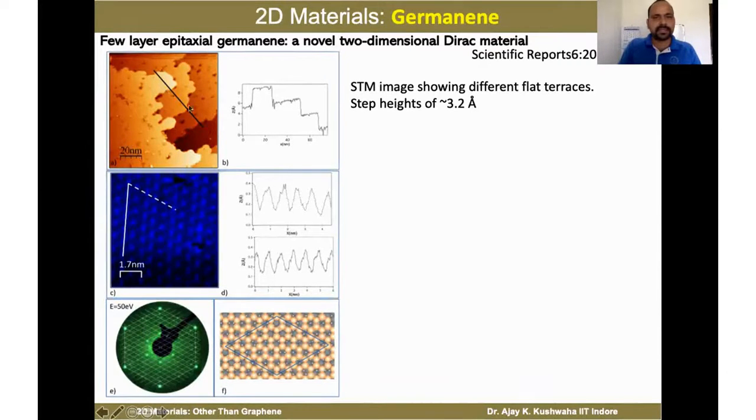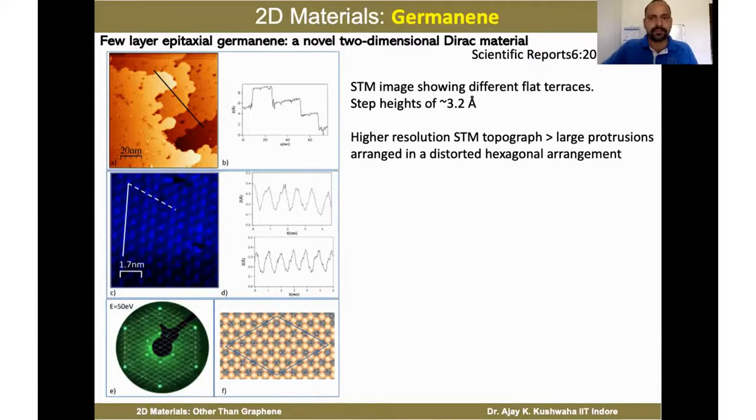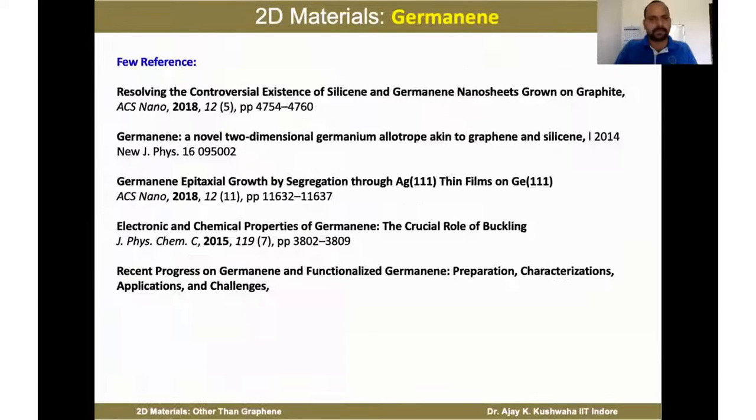You can see the step height, basically one layer, two layer, and three layer. It shows steps and flat terraces with a height of almost 3.2 angstrom. High resolution STM topography shows atoms arranged in a distorted hexagonal arrangement. See here, in this high resolution image you can again see the atoms aligned in a hexagonal pattern. Further structural analysis was done, which confirmed the formation of germanene.